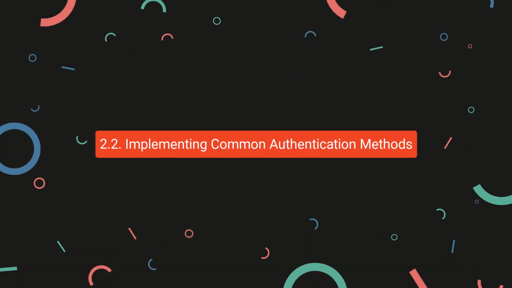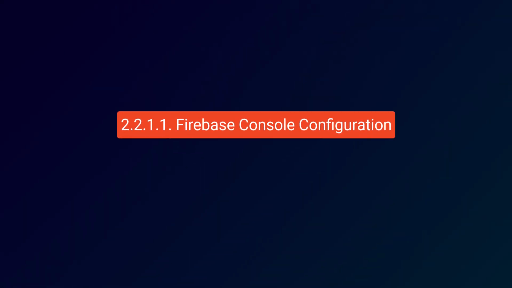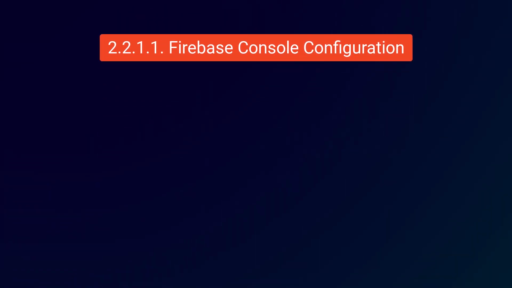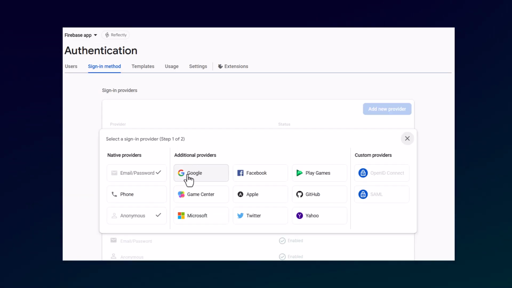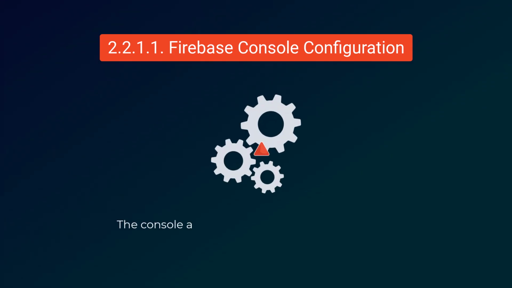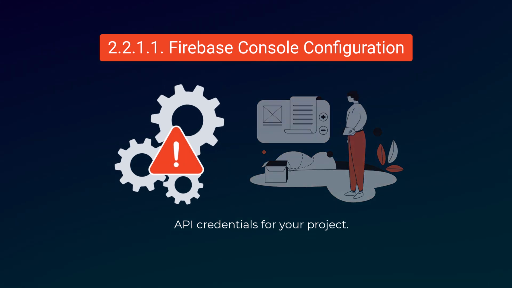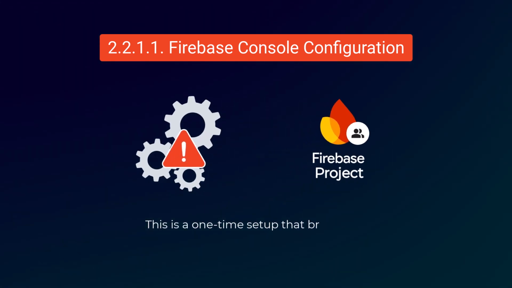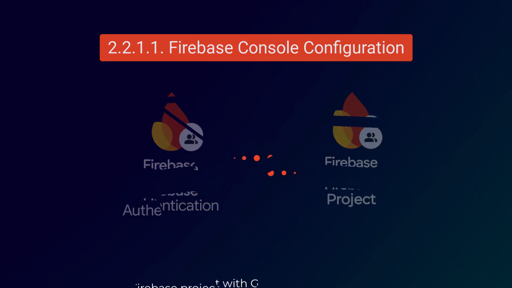Implementing common authentication methods. Implementing Google Sign-in. Firebase console configuration. First, within the Firebase console, you must enable Google as a sign-in provider. This is a simple toggle switch. The console automatically configures the necessary API credentials for your project. This is a one-time setup that bridges your Firebase project with Google's identity services.